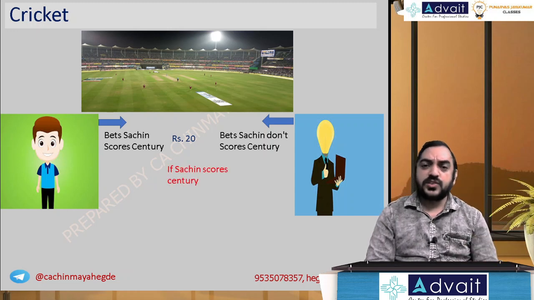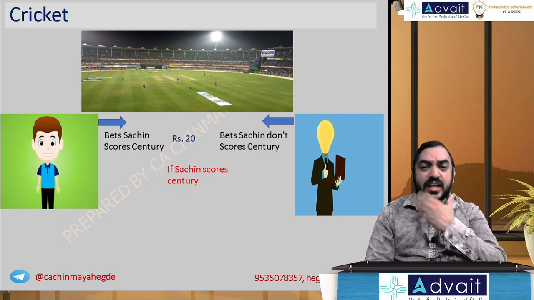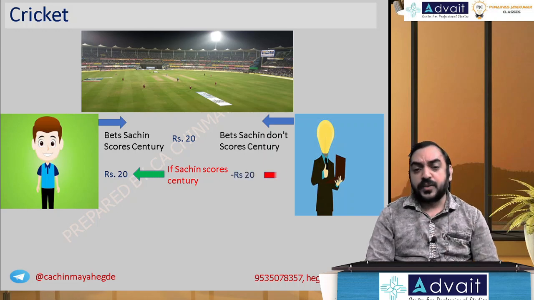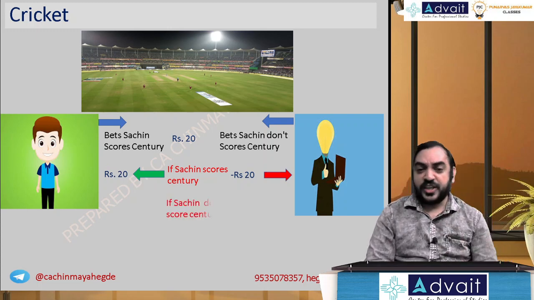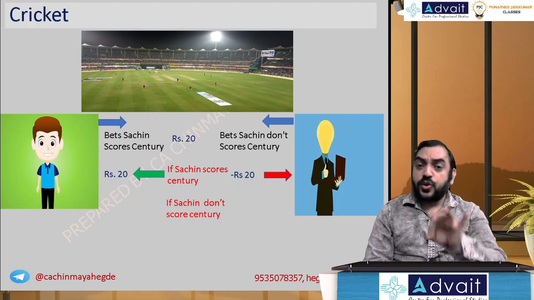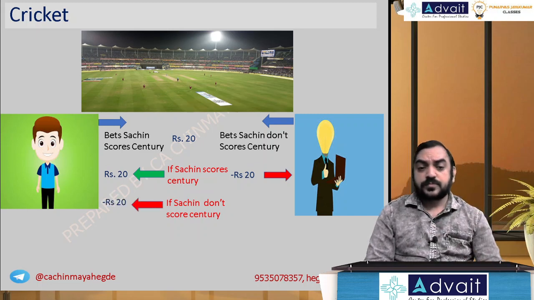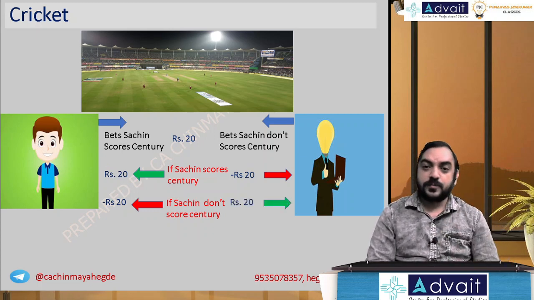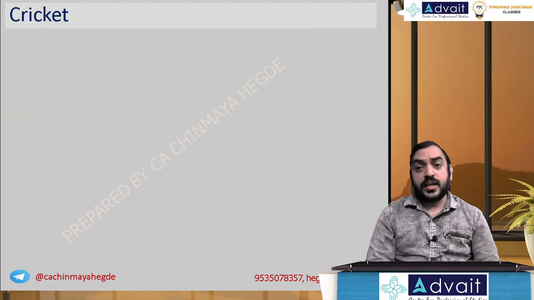Now what happens? Let's say on that day Sachin happened to score a century. This person gets 20 rupees and the other person will lose 20 rupees. This is a simple form of betting, a simple form of speculation. If Sachin doesn't score a century, then this person will lose 20 and the other person will gain 20 rupees. Very simple situation. Let's look at another situation.